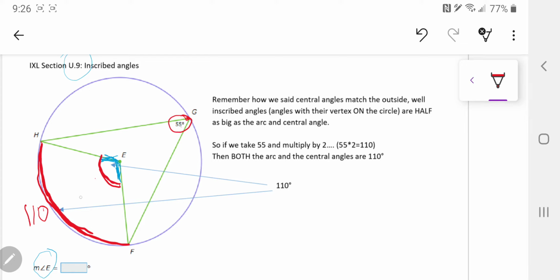Well, remember, these two match. So if this is 110, this is 110. Okay, so they're both 110.